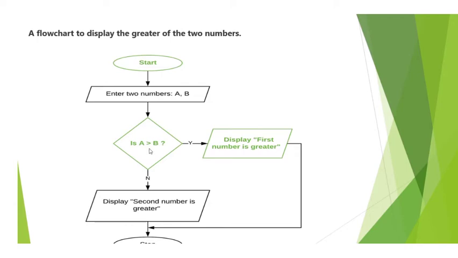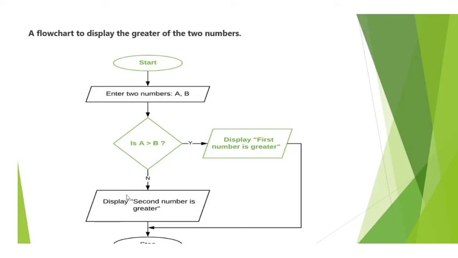Now we have two choices. The first is display first number is greater, means the first number will be greater. Okay, it will display Y. Here, if A is greater than B, we don't know which is greater, or we know that A is greater than B. A is any digit and it is greater than B. Now display first number is greater. If A is greater, then display A. Okay, this is the first choice.